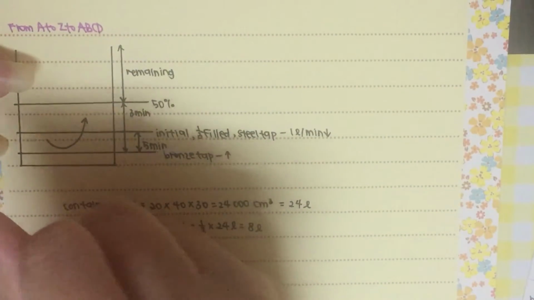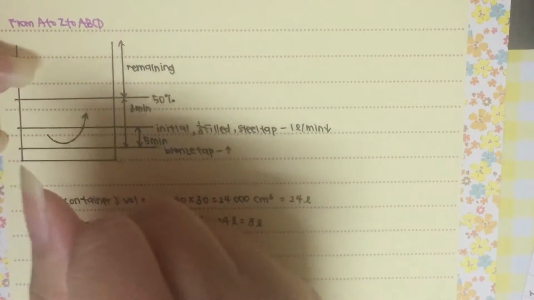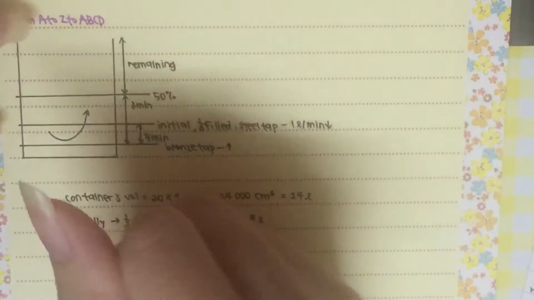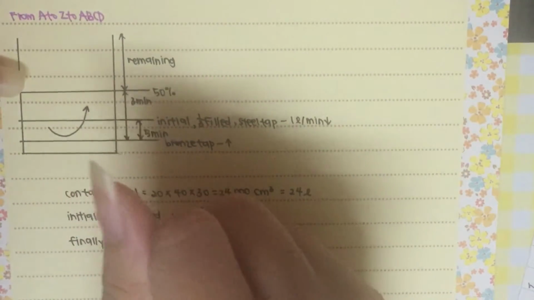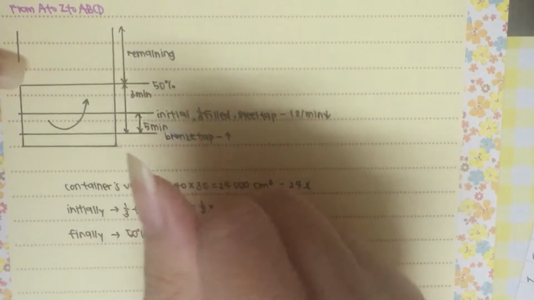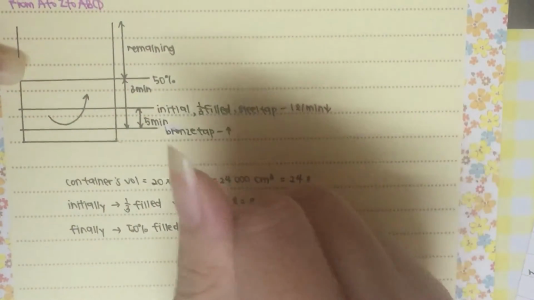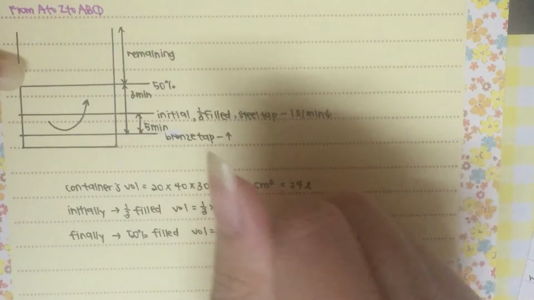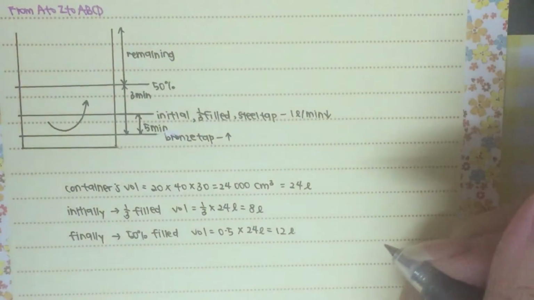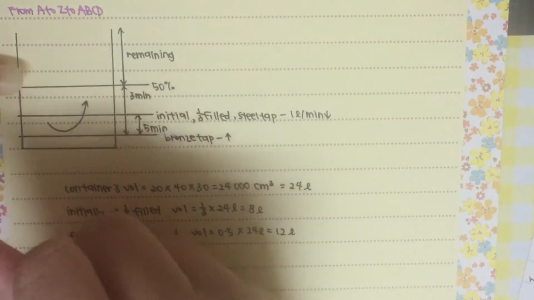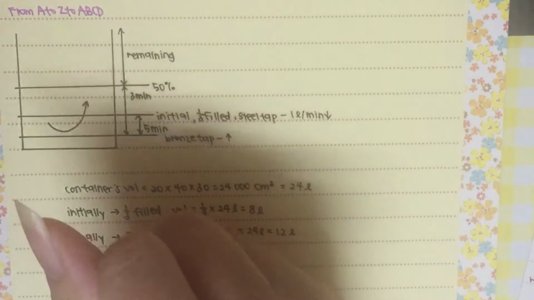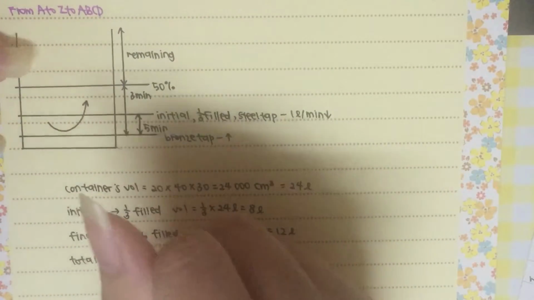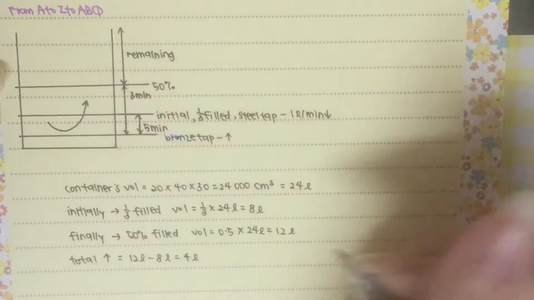Then at the end, it is finally 50% filled, which is half filled. Volume will be equal to 0.5 times 24 liters, which gives us 12 liters. So the total increase will be equal to 12 liters minus 8 liters, which gives us 4 liters.